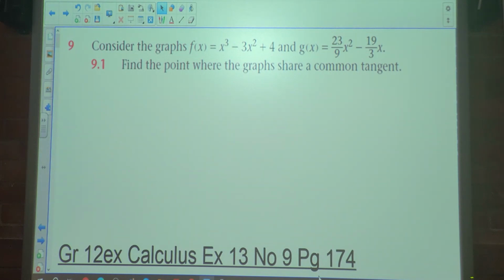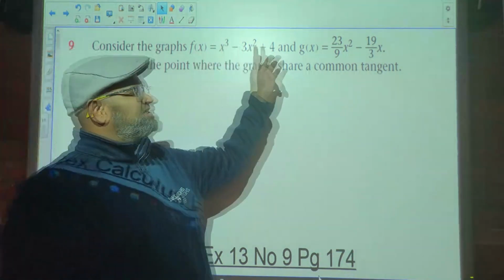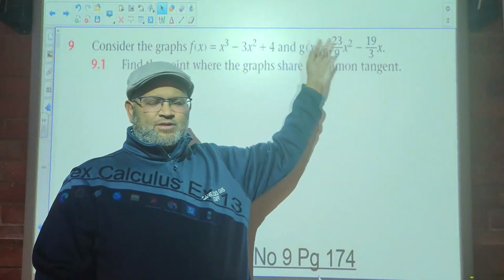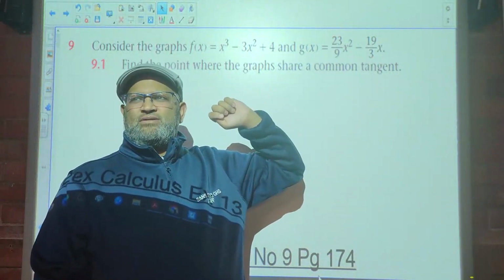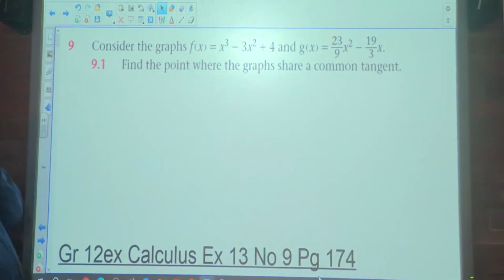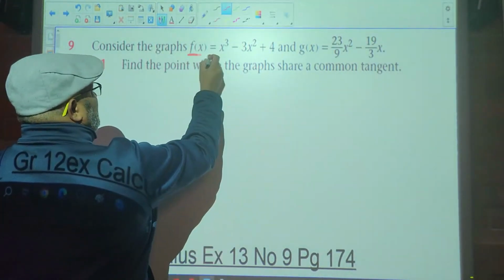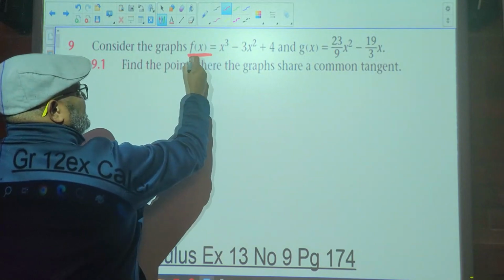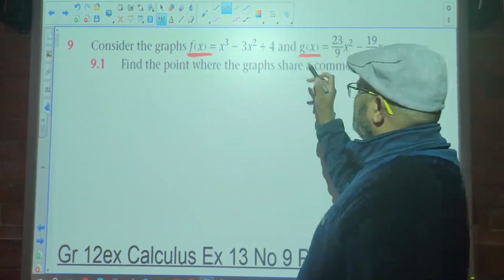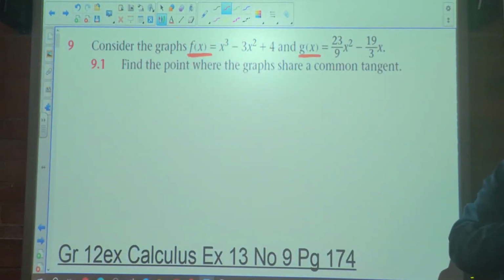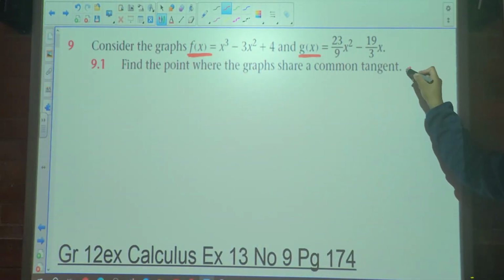So what does that mean? It means to say the tangent to the cubic function is also the tangent to the quadratic function of your parabola. Okay? So what I would do is say the gradient of this has to be equal to the gradient of that. By setting it equal to each other, I will find the x values at which this condition occurs.